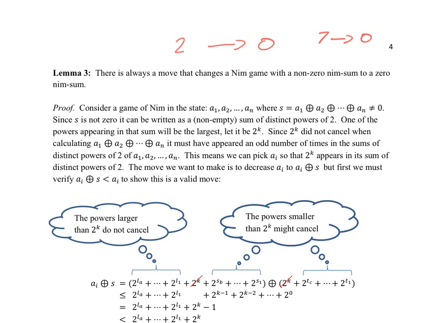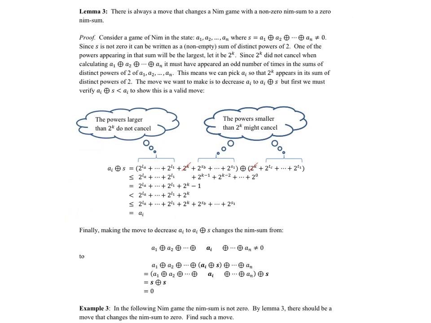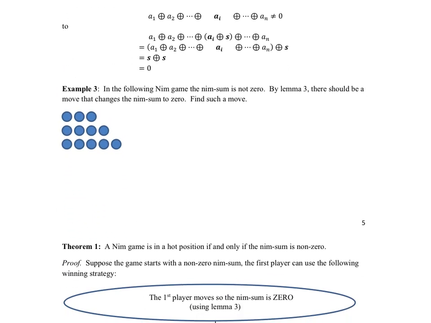We're not going to go through the proof, but if you are interested in the details below, you can pause the video now and check that out. We're going to work with the statement that the lemma gives us. So in the example below, let's try to think about that. In this game, the nim sum is not 0. We actually calculated the nim sum of that game earlier on and found that it was 2.